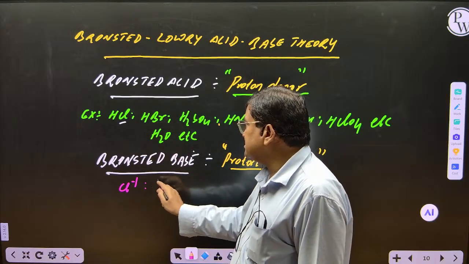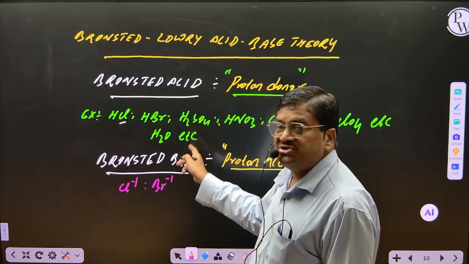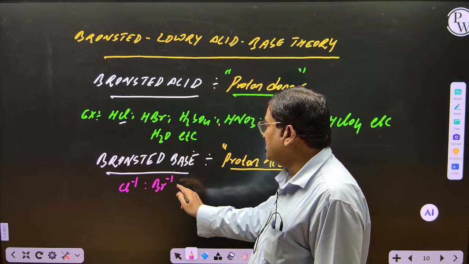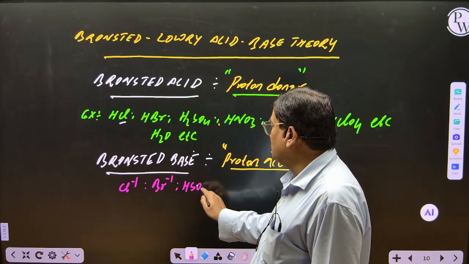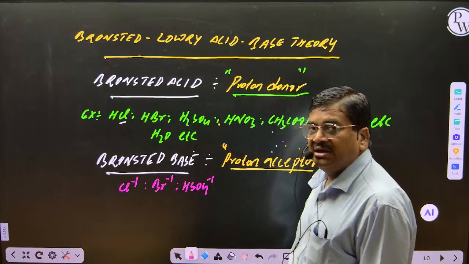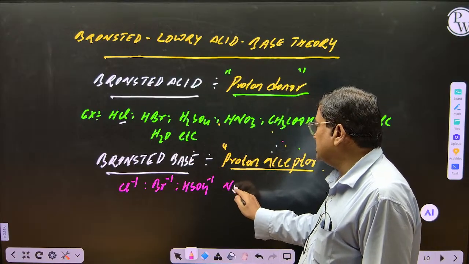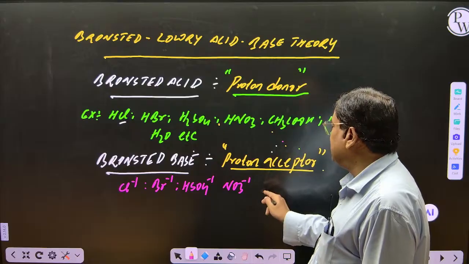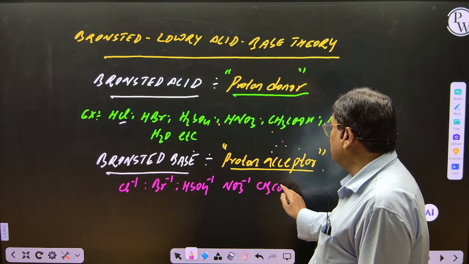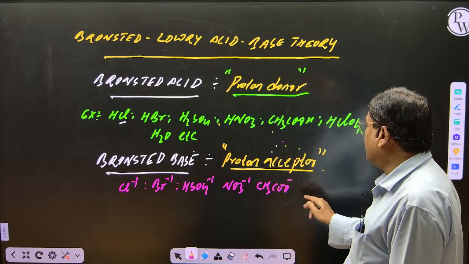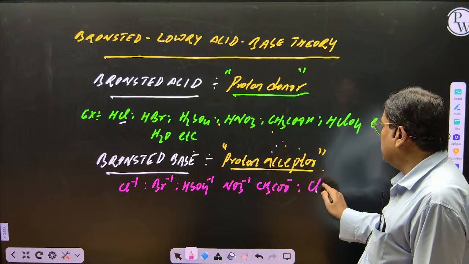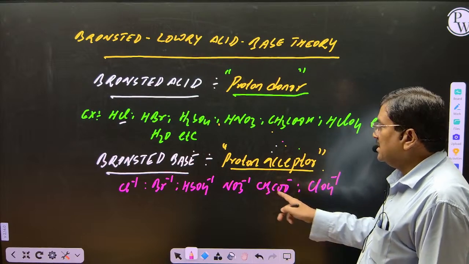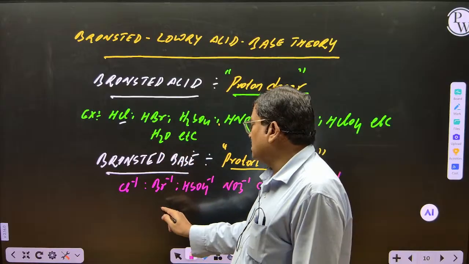Br minus. Remove one H from H2SO4, HSO4 minus. Remove one H from HNO3, NO3 minus. Remove one H from acetic acid, CH3COO minus. Remove one H from HClO4, ClO4 minus. Remove one H from water, OH minus.